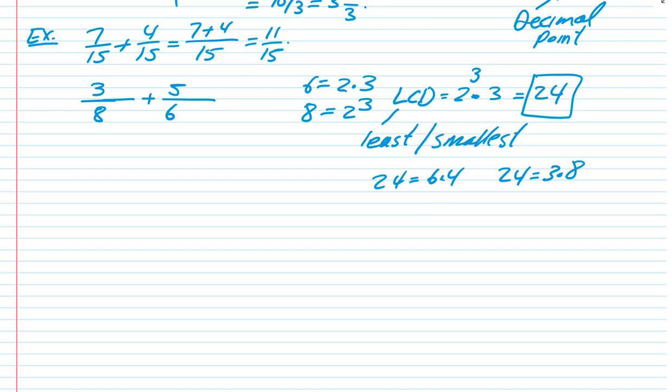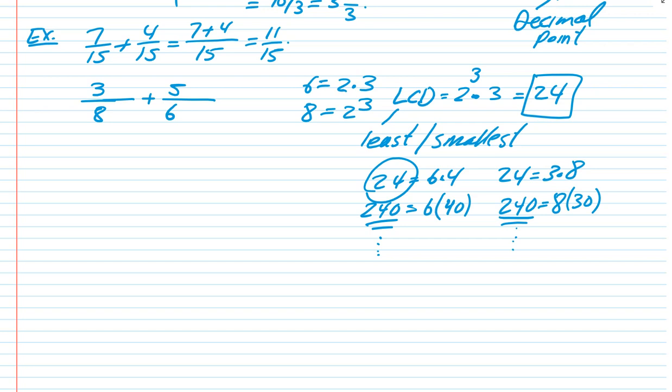Let's go, I don't know, 240. 240 is divisible by 6, right? 6 times 40. And 240 is divisible by 8. 8 times 30. So there are other common multiples of 6 and 8. But the one that we want is the least, the smallest. 24 is the smallest. This number can get extremely large. We don't want the largest one, we want the smallest.